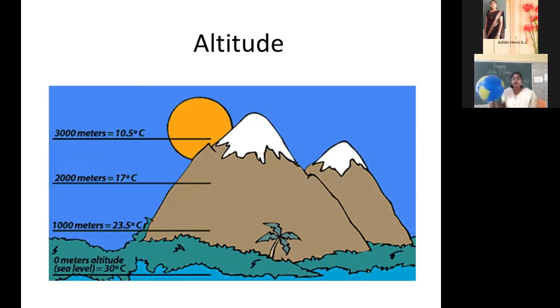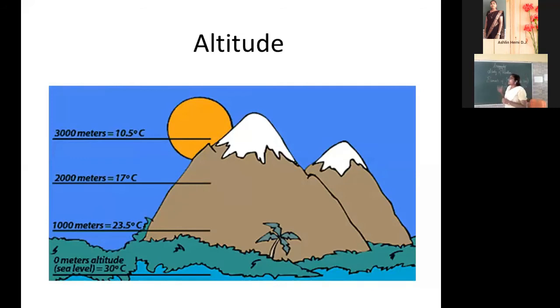Already I told you, here in the equator region and in the tropical region, you all know where the tropical lines are, Tropic of Cancer and Tropic of Capricorn. Do you remember? Yes. Nearby the center portion the temperature increases, but in the poles temperature decreases. Now come to the next point, altitude.